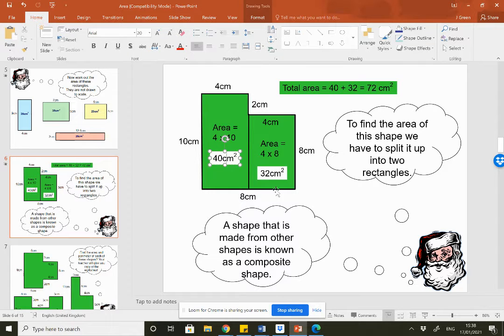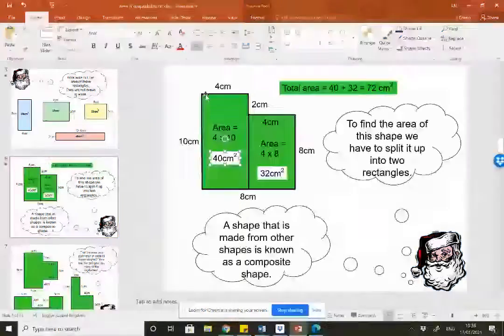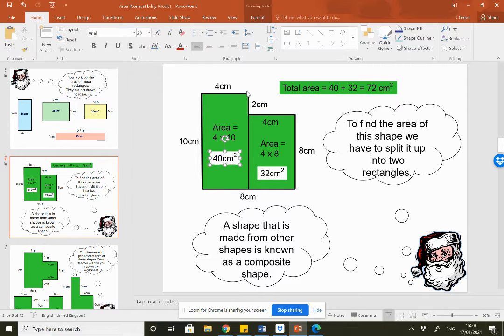Over here, we know this is 4. The whole thing is 8. So this part must be 4 as well, because 4 here, add this 4, is the same as the 8. 4 across, 8 down, 8 4s, 4 8s are 32.